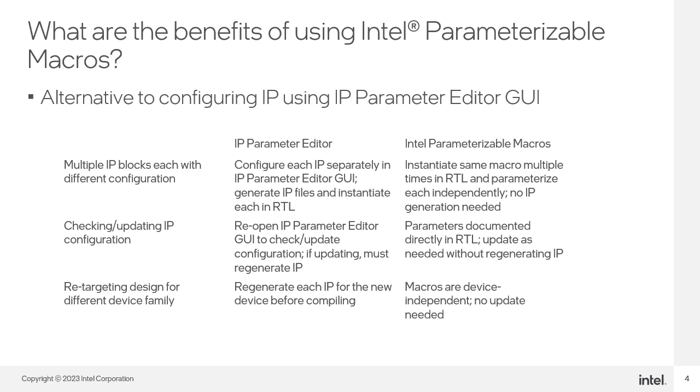Finally, in cases where you want to retarget your design to a different device family, any IP created in the parameter editor would need to be regenerated for the new device family before compiling. Intel parameterizable macros are device independent, so no updates are needed and they can be compiled immediately in the new device. In these situations, Intel parameterizable macros can save you time and reduce the number of files you need to manage for your design.